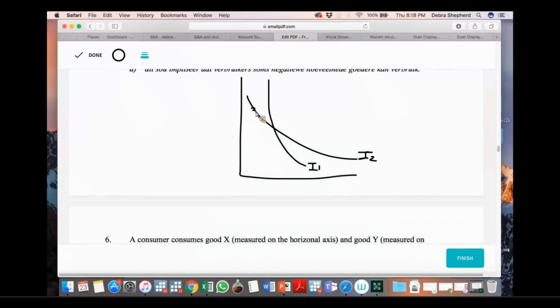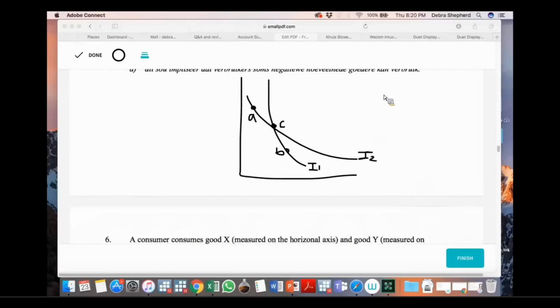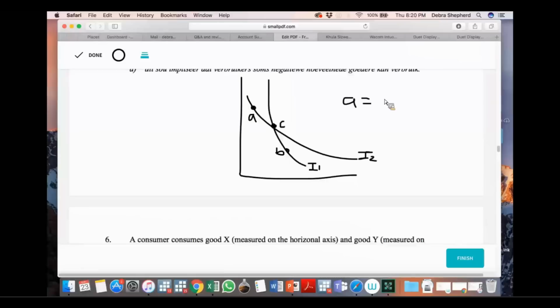Let's say that this is bundle A on indifference curve 2. This is bundle B on indifference curve 1. And then bundle C sits exactly where those two curves intersect. A and C are on the same indifference curve. What that means is that in the eyes of the consumer, A and C are equal. So I get exactly the same utility as I get from C. So the consumer should be completely indifferent between A and C.